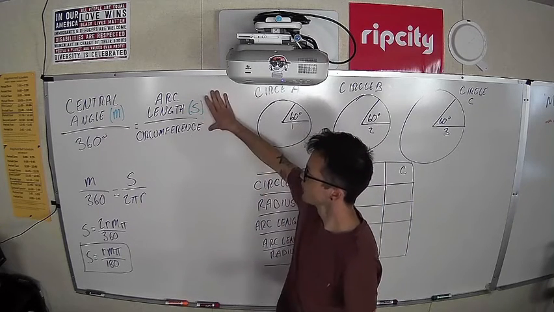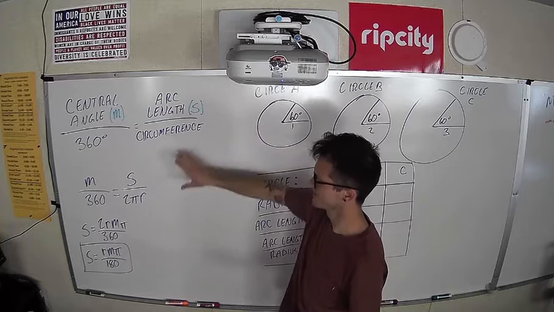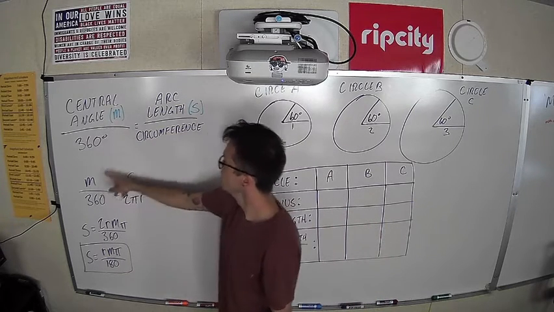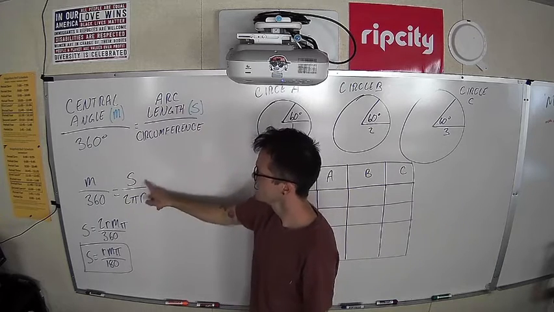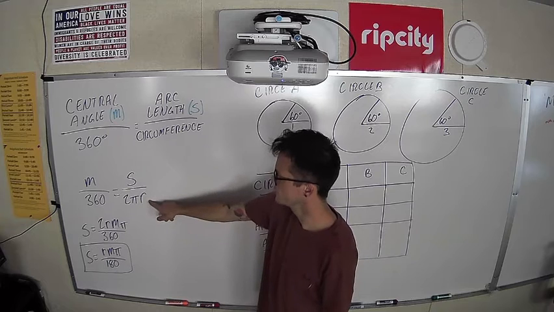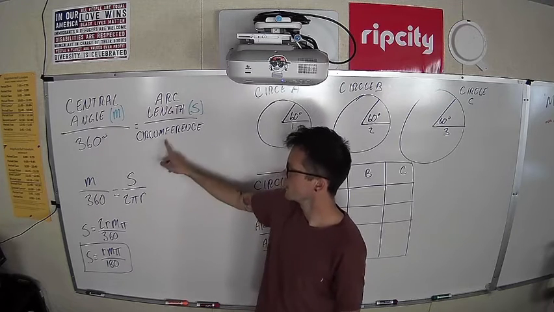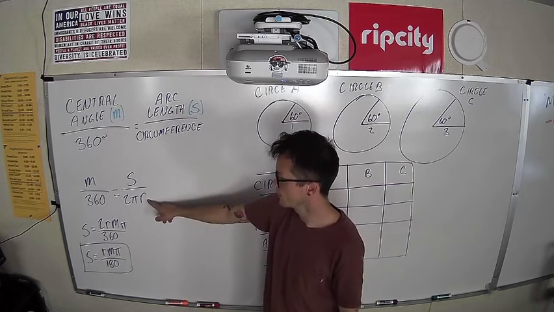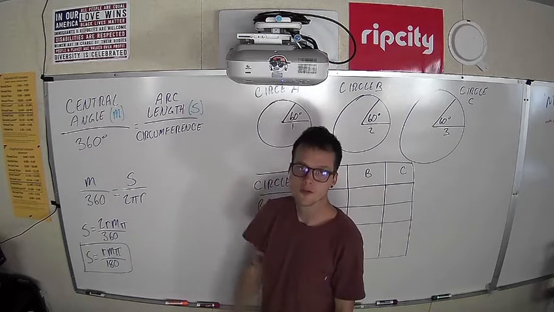So this same formula can be summarized a little bit, made a little simpler. If we call our central angle M and our arc length S, we can condense our formula. M over 360 equals S over 2 pi r. Of course, the 2 pi r comes from the circumference formula. So we'd have to plug in the radius here. And then I solved it for S.